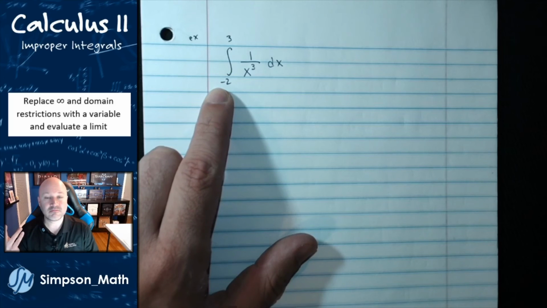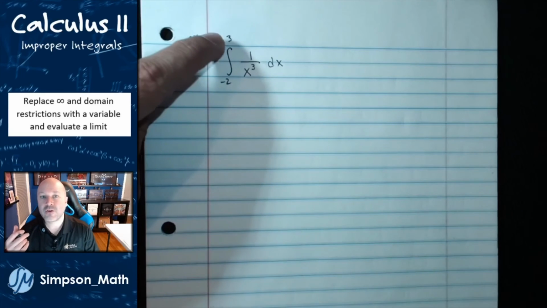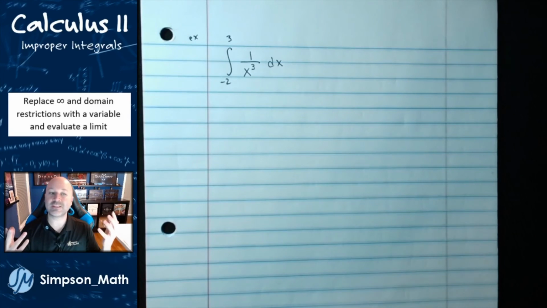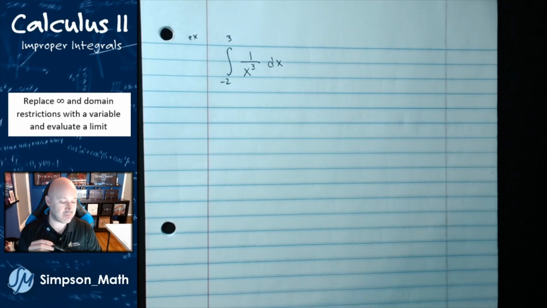-2 is fine. 3 is totally legit. No infinities to worry about. What's my concern here? I'm on red alert, actually. I'm scared. Someone help me.